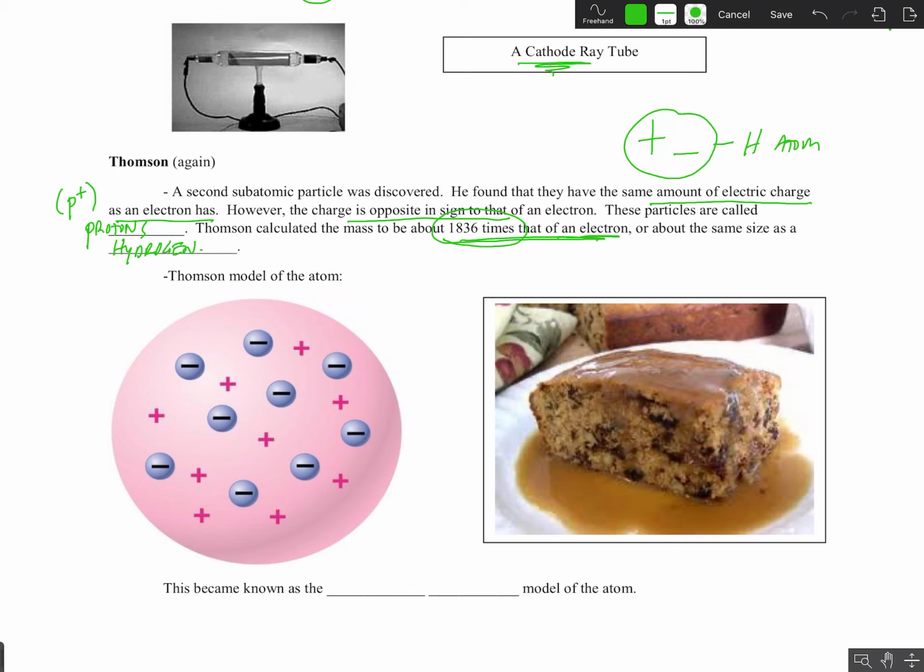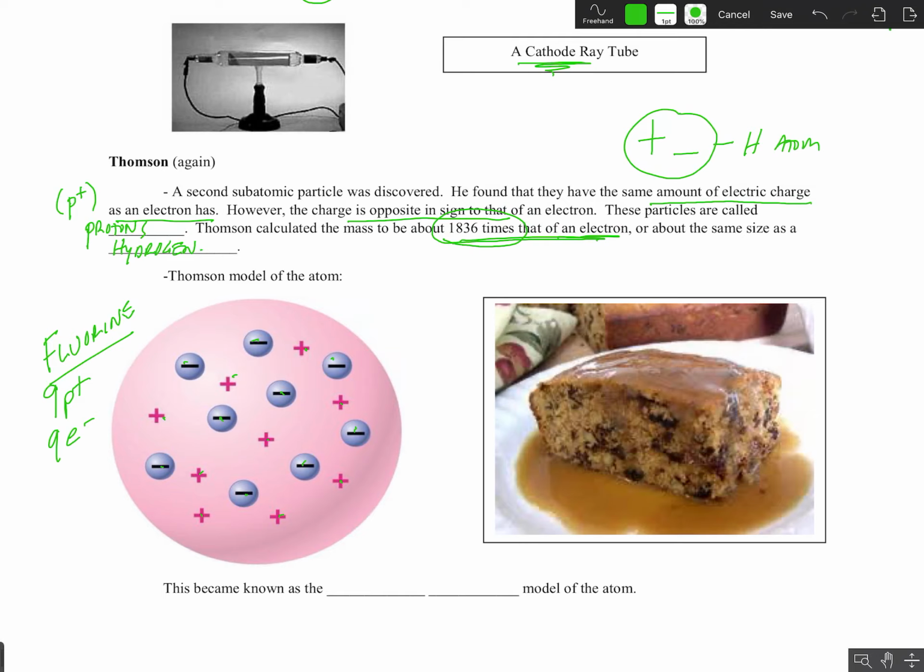So, he envisioned the fluorine atom to look something like this. A fluorine atom has 1, 2, 3, 4, 5, 6, 7, 8, 9 positive charges, so 9 protons. And it also has 1, 2, 3, 4, 5, 6, 7, 8, 9 electrons. The electrons were embedded in Thomson's mind in a positive matrix of these protons.